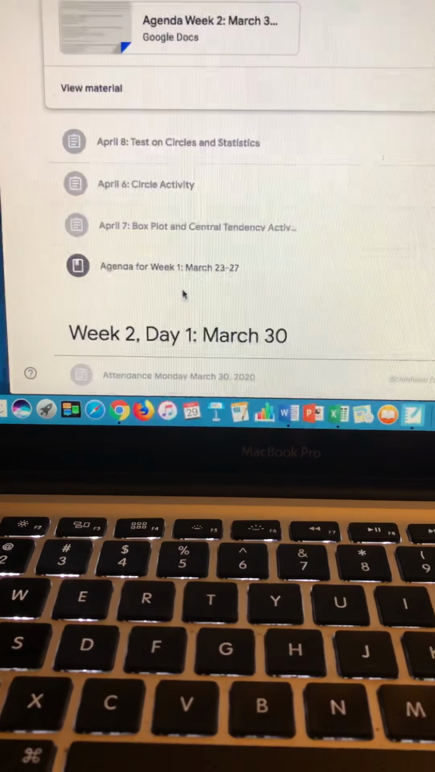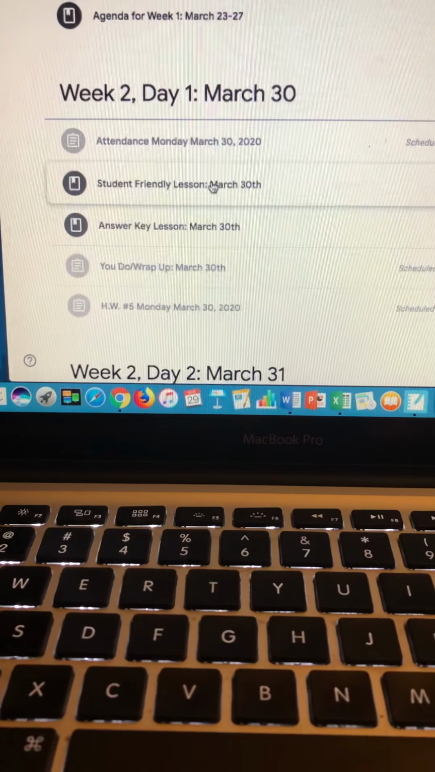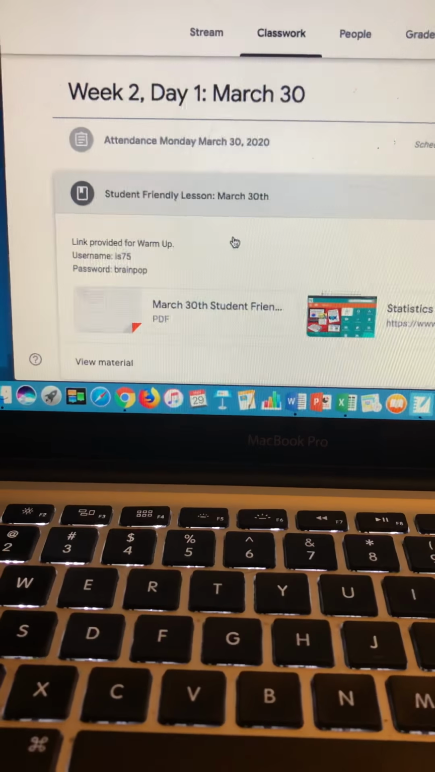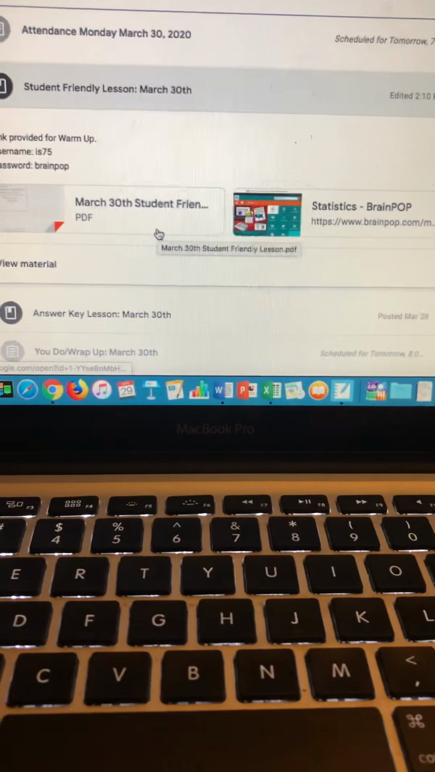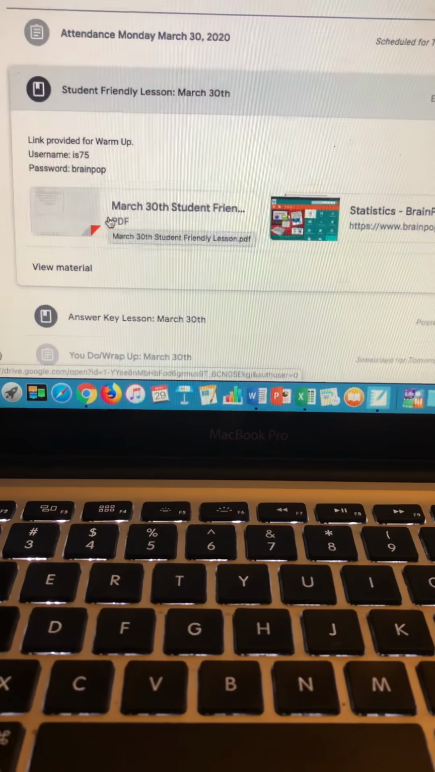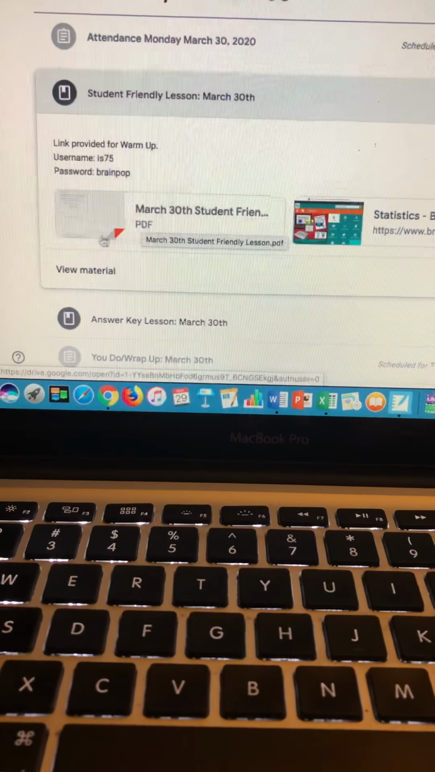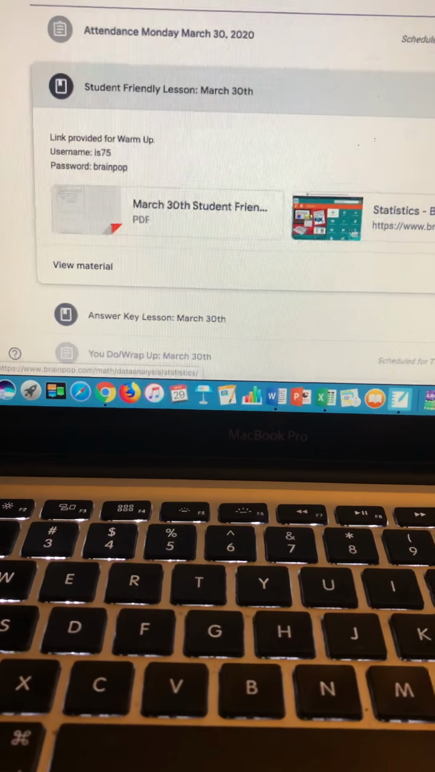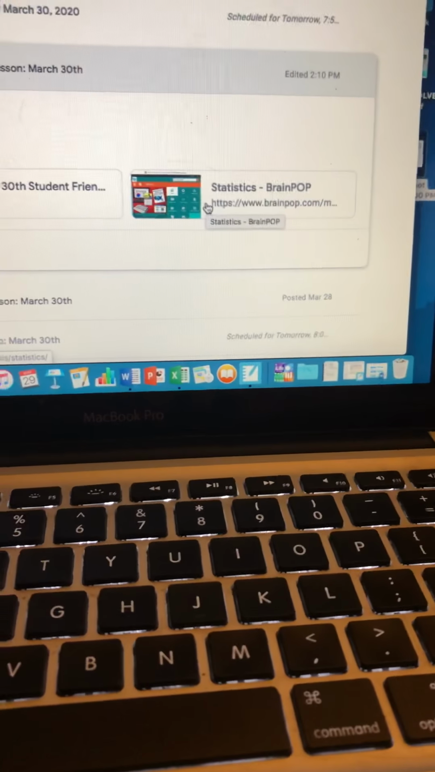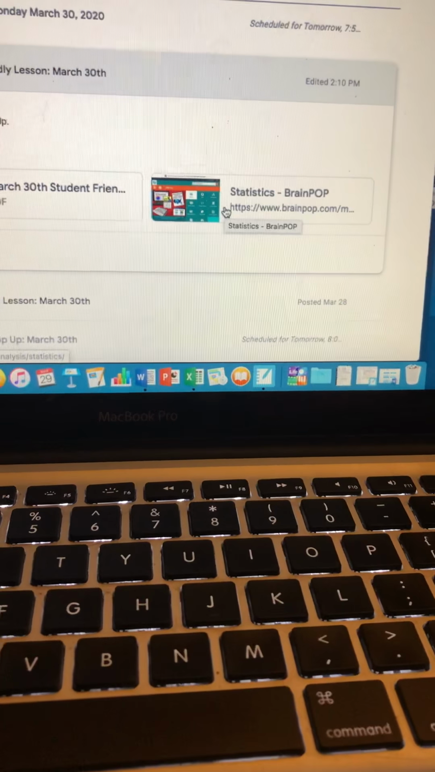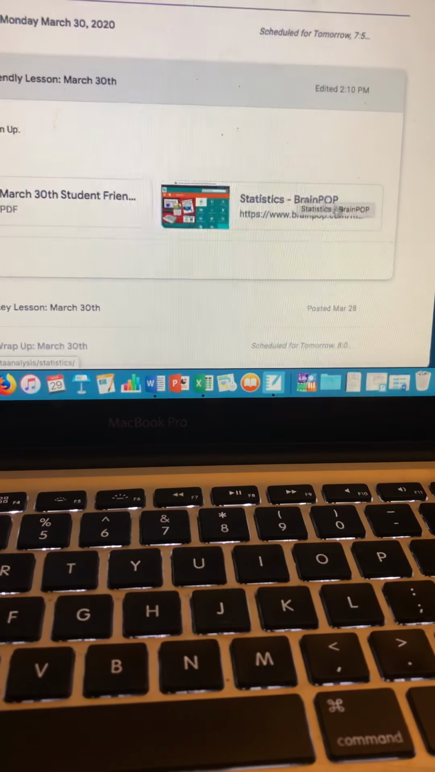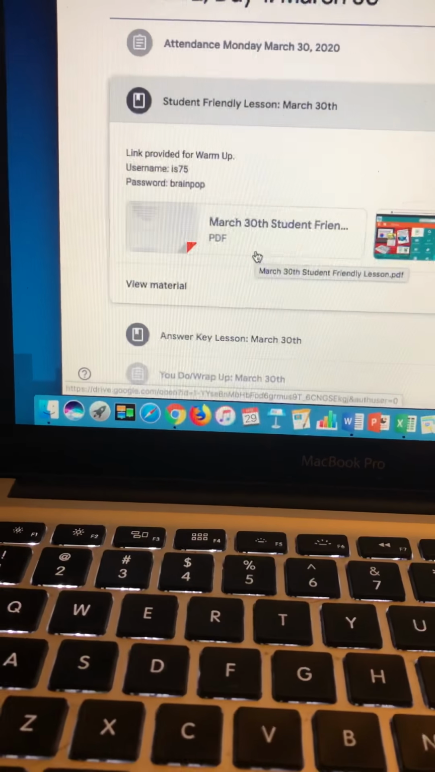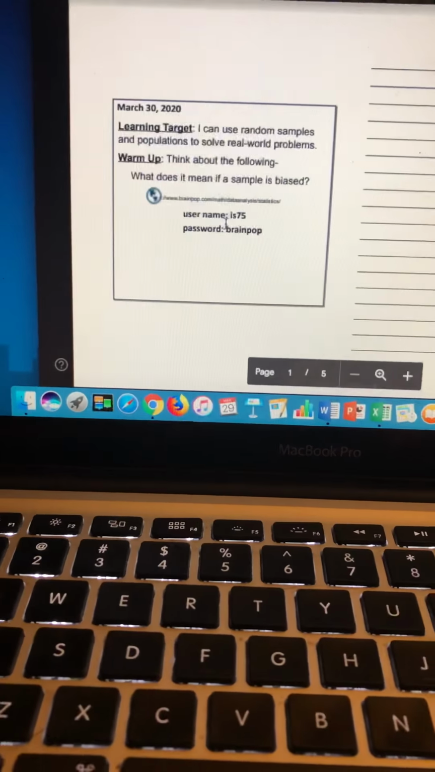Make sure that you submit your homework, your attendance for the day. That should be the first thing you do when you log in. Then you're going to go to your student-friendly lesson. There's 2 pieces here. This is the lesson that I'm going to click on in a second to take you through what you're learning today. And then this is the website for you to view for the warm-up. It just gives you like an overview and a general understanding of what this lesson is all about. Okay, the username and password is there for you guys to access that video.